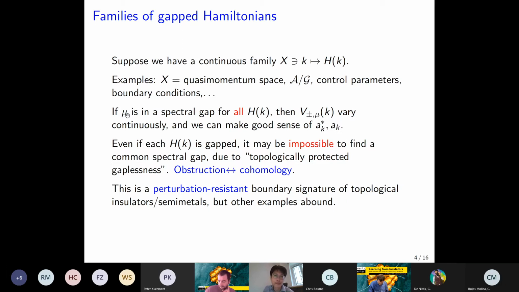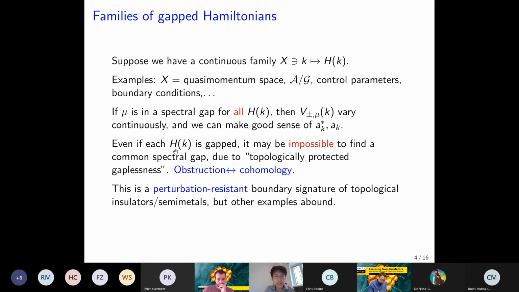Now, if you do have your Fermi level lying in a common spectral gap for all operators in this family, then the subspaces which are positive energy and the subspaces which are negative energy vary continuously. There are no jumps, and then you can make good sense of these creation and annihilation operators localized in the parameter space at value k. This is what you usually do in solid-state physics. Strictly speaking, you should smear these things out by some function on X, but nevertheless, you can make good sense of this, although there are some caveats.